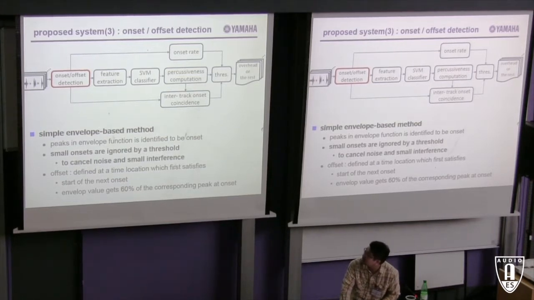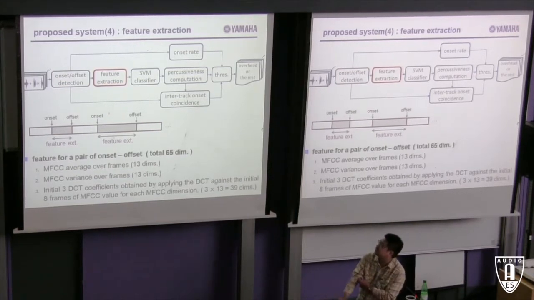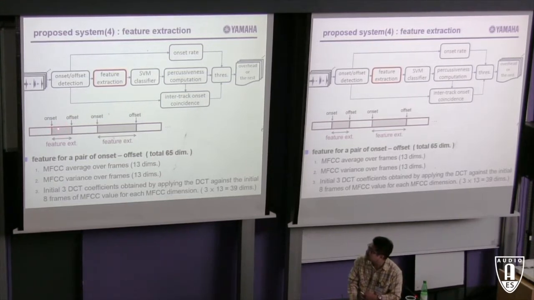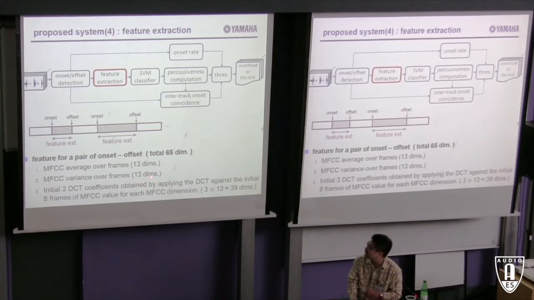And once onsets and offsets are detected, feature extraction is performed for each pair of onset and offset. The audio signal between onset and offset is sliced into frames, and MFCC is computed for each frame. And then the frame-wise MFCC vectors are finally summarized into a total 65-dimensional feature set for a pair of onset and offset.